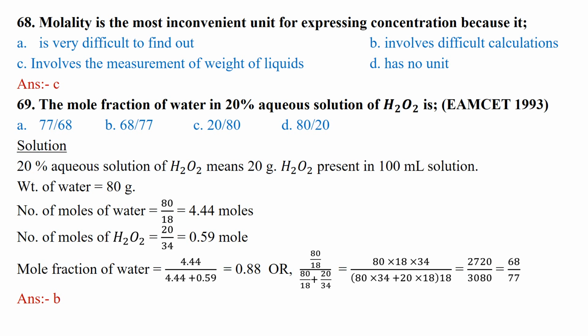Molality is the most inconvenient unit for expressing concentration because it involves the measurement of the weight of liquid. We could easily measure the volume of the liquid, but it is very difficult to measure the weight of liquids. So in the case of molality, it requires the measurement of the weight of liquid, so it is inconvenient.